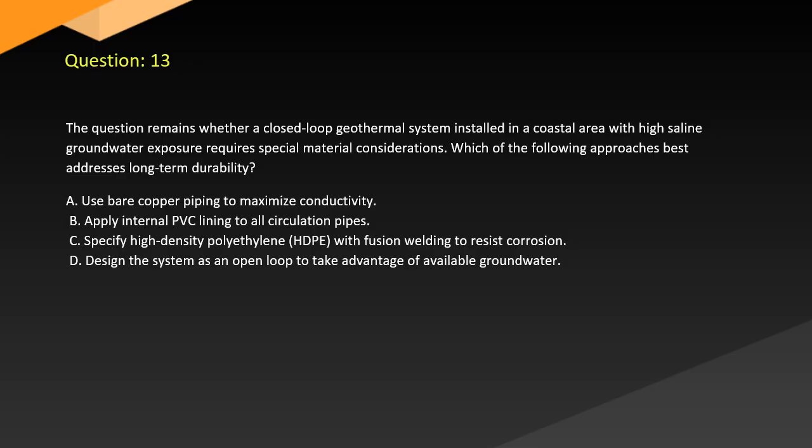A. Use bare copper piping to maximize conductivity. B. Apply internal PVC lining to all circulation pipes. C. Specify high-density polyethylene, HDPE, with fusion welding to resist corrosion. D. Design the system as an open loop to take advantage of available groundwater.